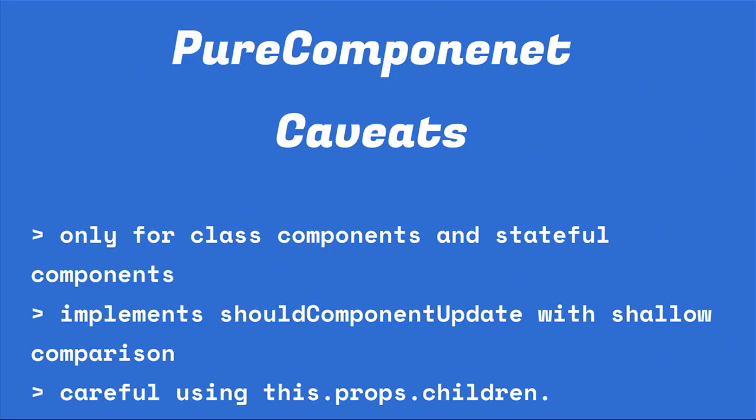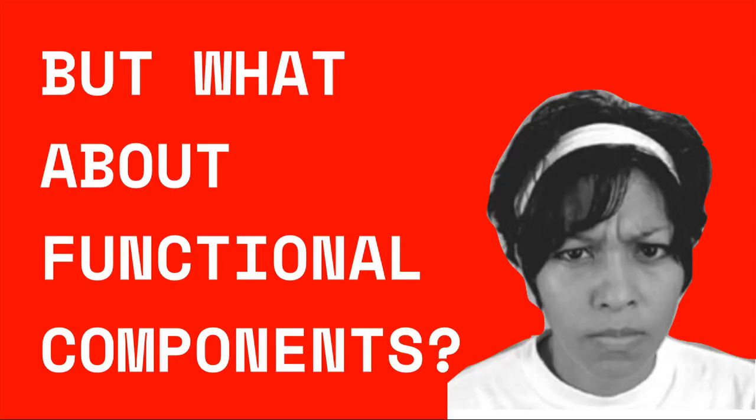Some things to watch out for with PureComponent. You can only use it for class components, stateful components, and it implements shouldComponentUpdate with a shallow comparison. So with objects with lots of nested data, be careful, and also be careful using it with this.props.children, because PureComponent will always think of this.props.children as a new prop, since it's regarded as a new object, even if no props change. What about functional components?